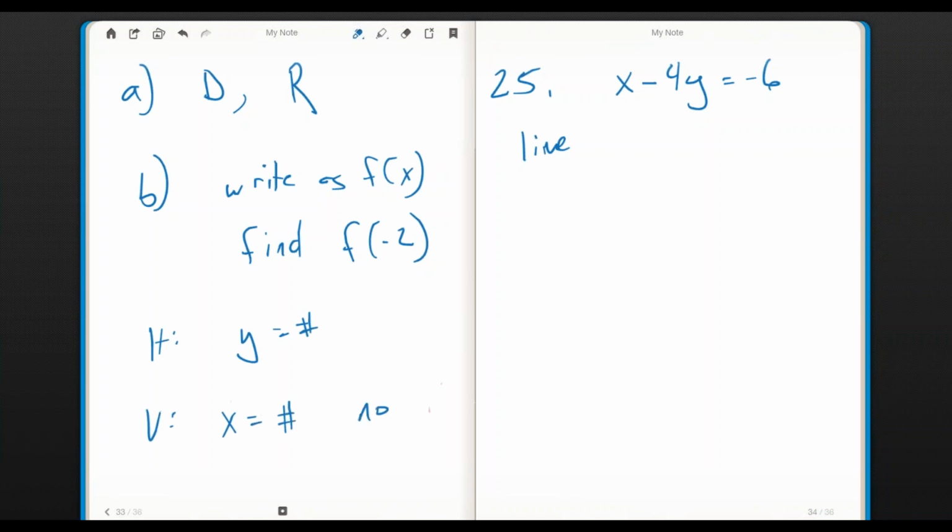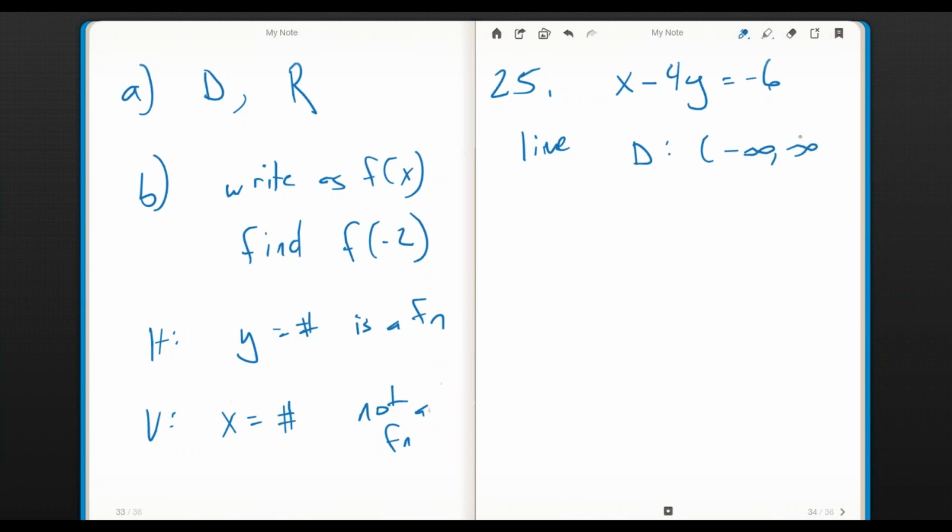A vertical line is not a function. By definition, it is a vertical line, so it doesn't pass the vertical line test, right? The horizontal line is a function because it passes the vertical line test, but it's going to have a different domain and range if you think about that. But this one's a line with a regular domain and range. The domain is going to be from negative infinity to infinity. The range is going to be from negative infinity to infinity.